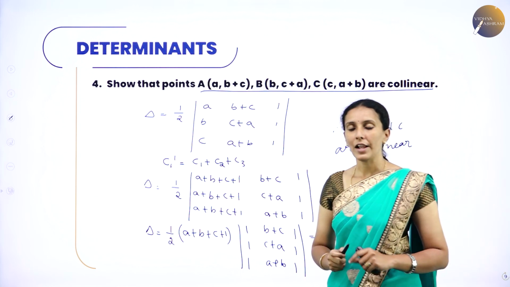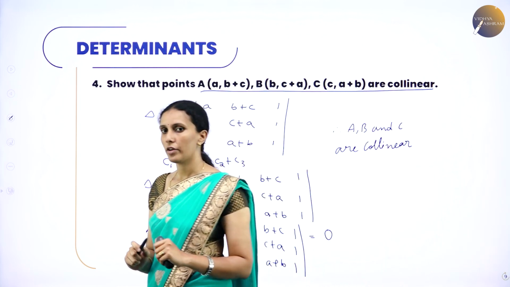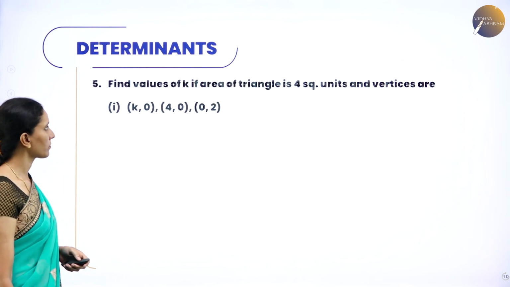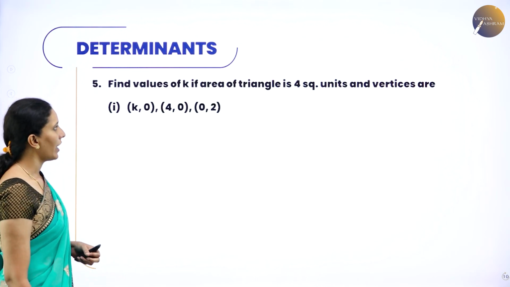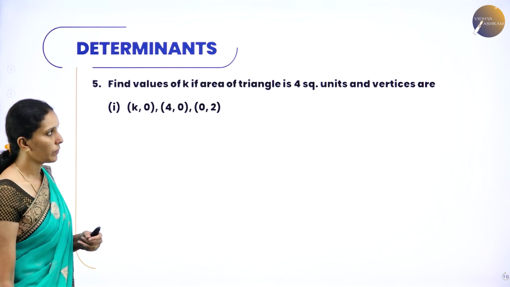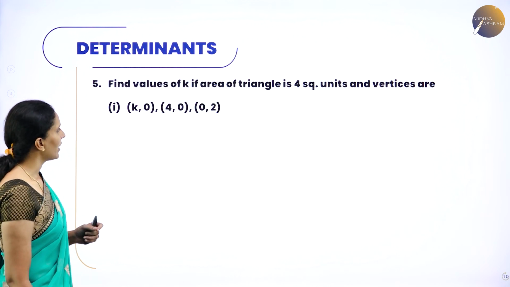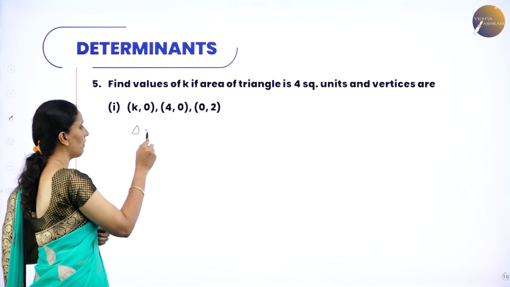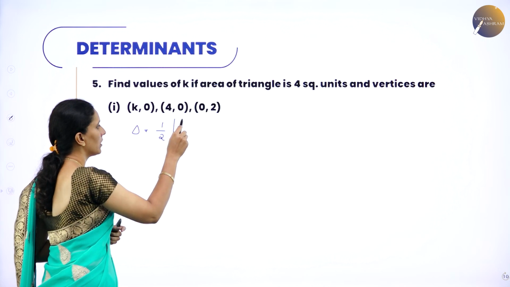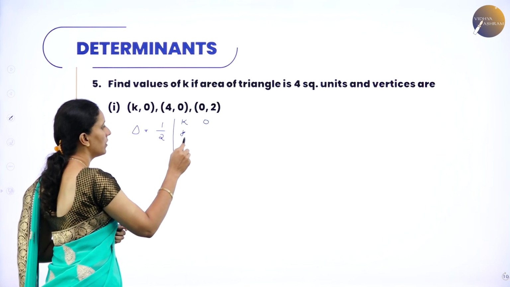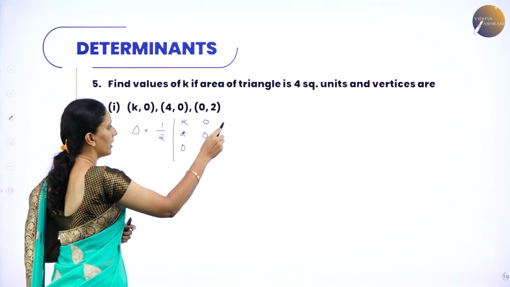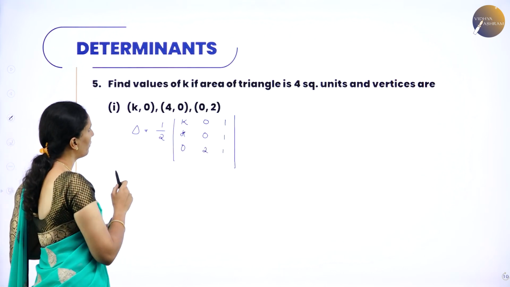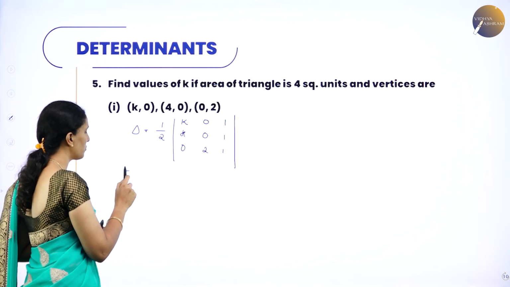So, when you show that the value of the determinant is 0 in the area of the triangle, that means the points are collinear. Next, find the values of K if the area of a triangle is 4 square units and the vertices are (K, 0), (4, 0), (0, 2). Let me write delta is equal to half of the determinant K 0 1, 4 0 1, 0 2 1. So, clearly I can take the value of delta as 4 square units, but you should take both positive and negative.